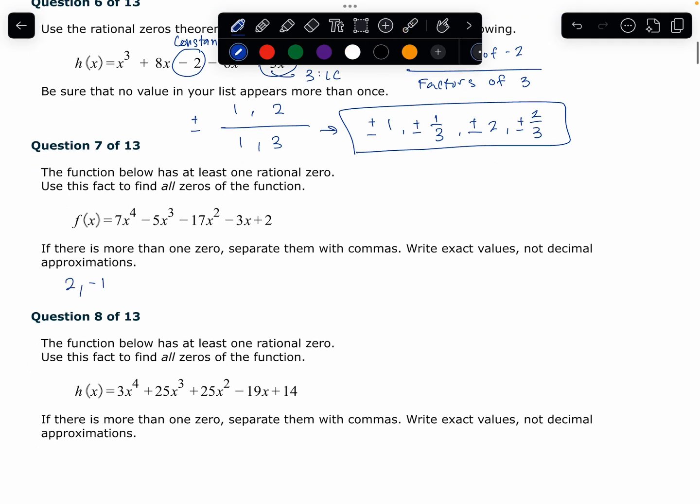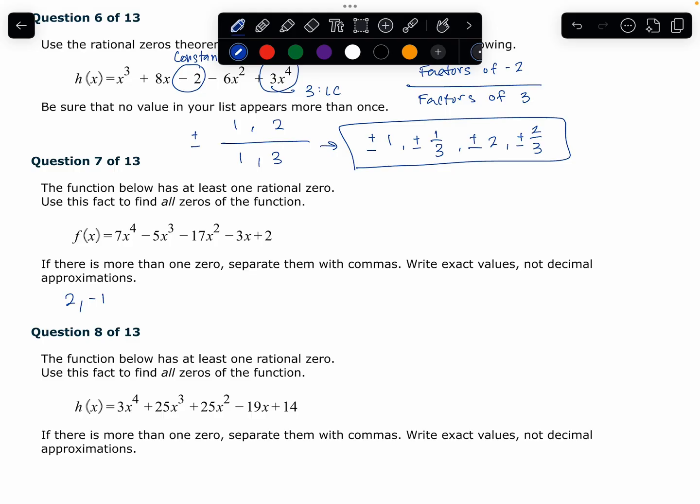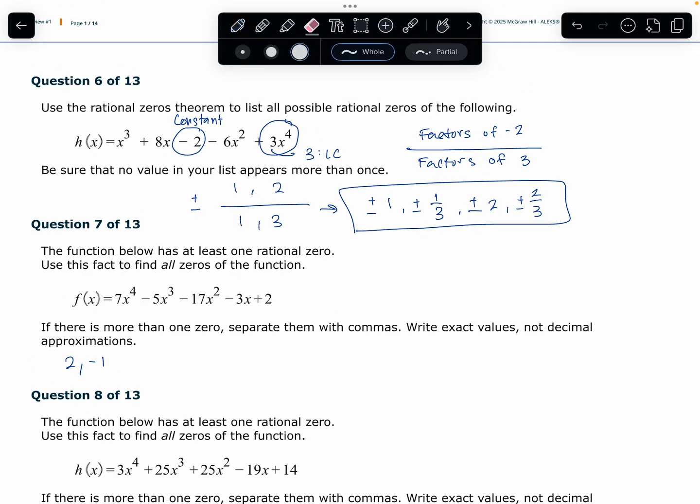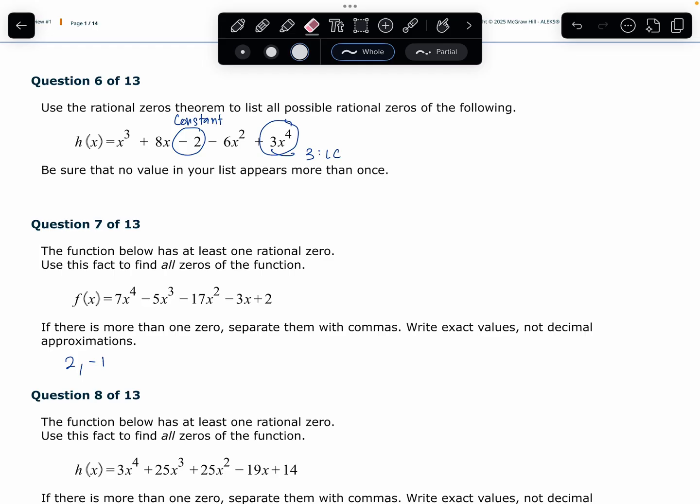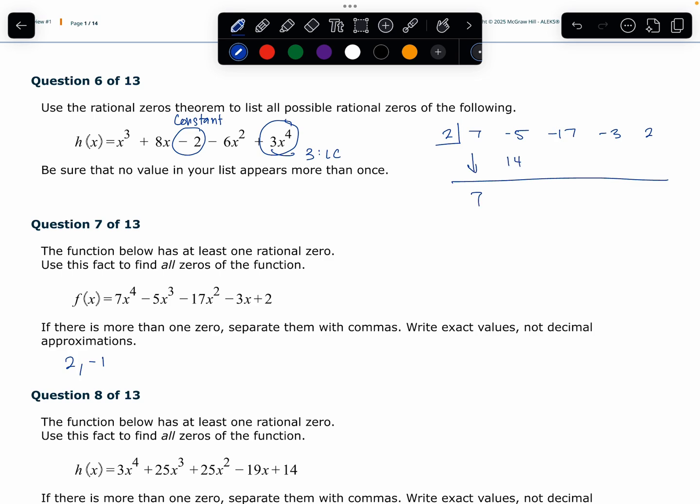Okay, now for the rest of it, you're going to have to use synthetic division. So let me erase this right here. So we're going to use synthetic division with these numbers and this polynomial. And you can pick which number to start with. I guess I'll start with 2. And I have 7, negative 5, negative 17, negative 3, and positive 2. So drop the 7. 7 times 2 is 14. 14 minus 5 is negative 9.